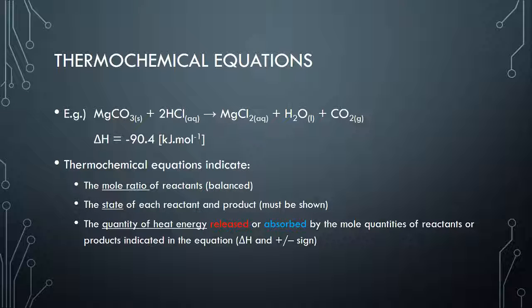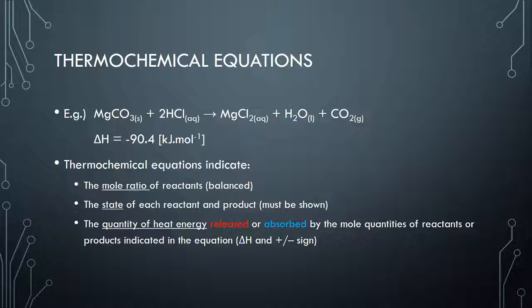Thermochemical equations indicate the mole ratio of reactants. The equation itself needs to be balanced. The number of moles of each substance needs to be balanced, and the state of each reactant and product needs to be shown. The quantity of heat energy released or absorbed by the mole quantities of reactants or products indicated in the equation needs to be shown, so you need to show a positive or negative sign, including the delta H value.